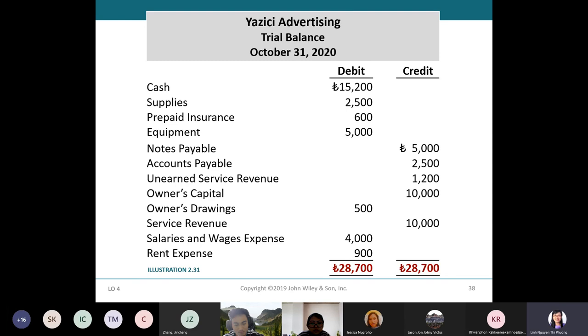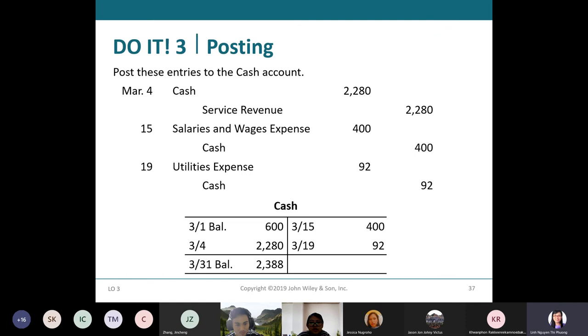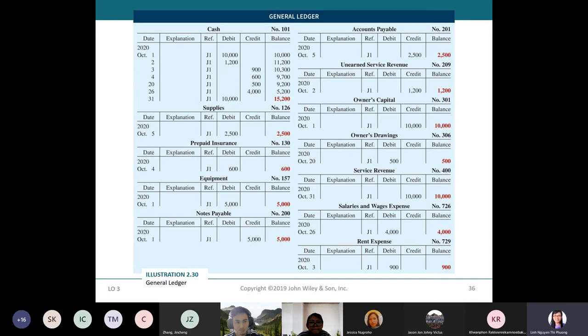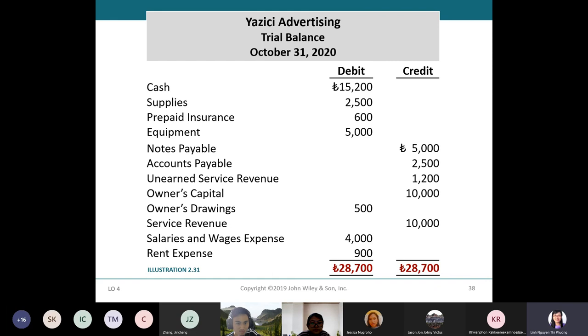And what are the balances here that you put here? This is the red one. Did you see that? The red one, the ending balance, 15,200 cash, supply 2,500, right? We will put it in here, in the debit side. Is this the ending balance? And at the end of the month, we will total all the ending balances of all the accounts, and we will get total debit equal to total credit.